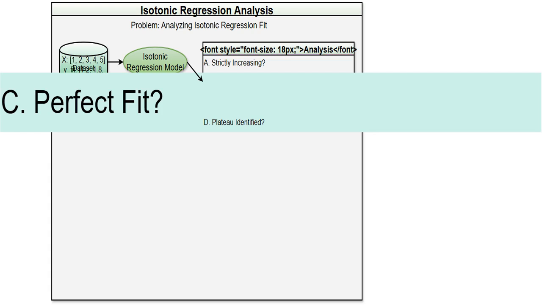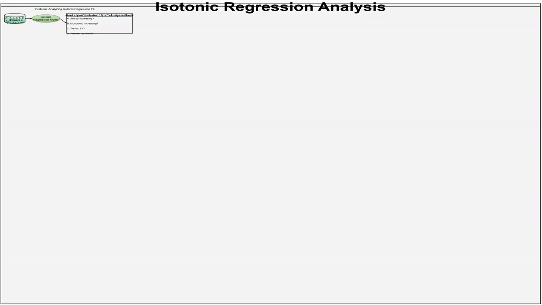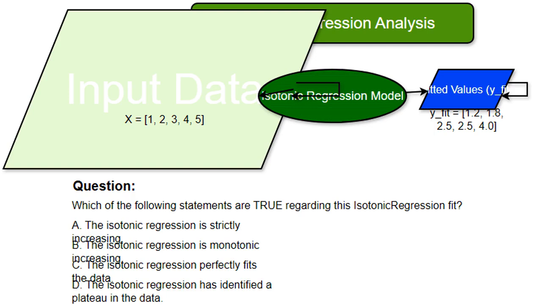Isotonic regression strives for a monotonic fit. It doesn't guarantee a perfect fit to all data points. Based on my analysis of the y_fit values, I can determine which statements about the isotonic regression are true or false. I'm using the input data x as my predictor variable. This is the data I'm using to test my model.